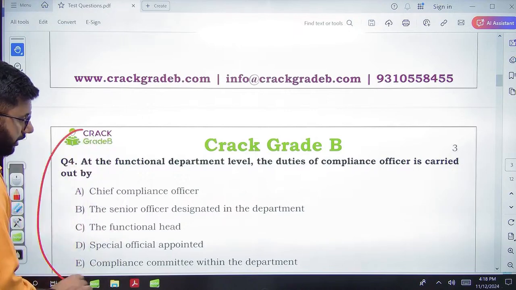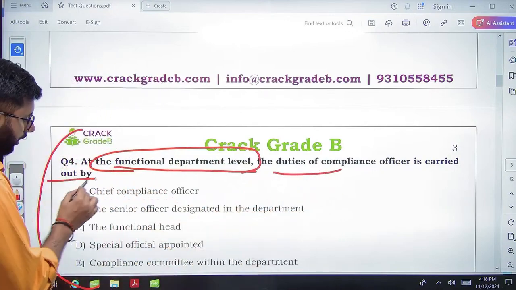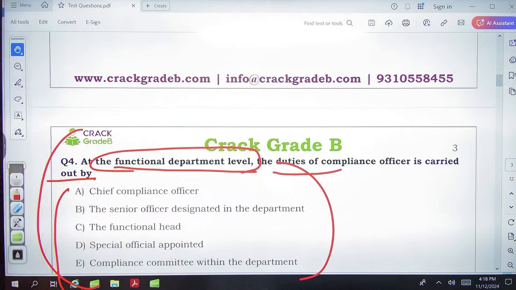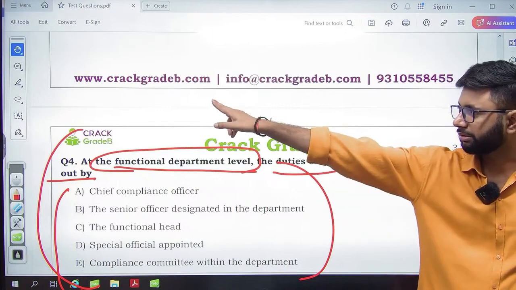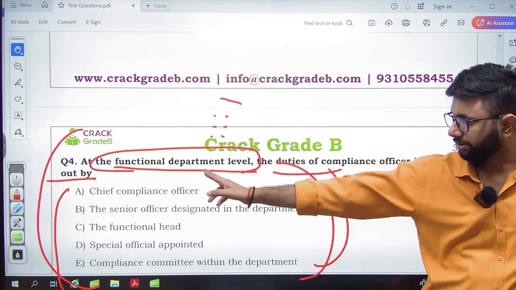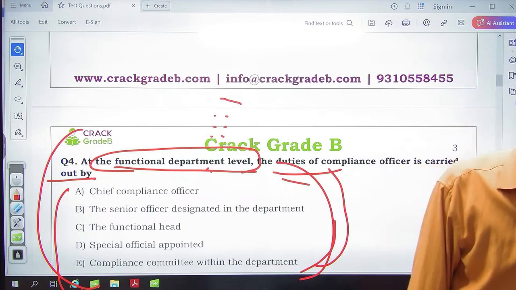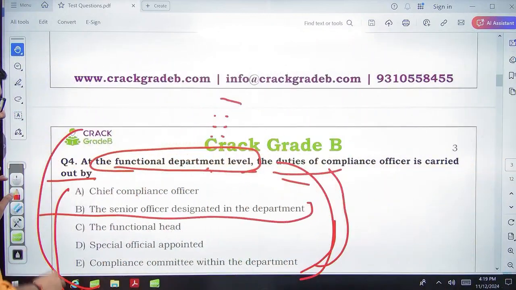Now let's move on to the next question. At the functional department level, the duties of compliance officer is carried out by which among the following? What do you think is the correct answer? This is the framework we have for compliance too. At the top we have chief compliance officer and then further down the road. What do you think at the functional department level who is handling the compliance? Simple, the senior officer designated in the department.